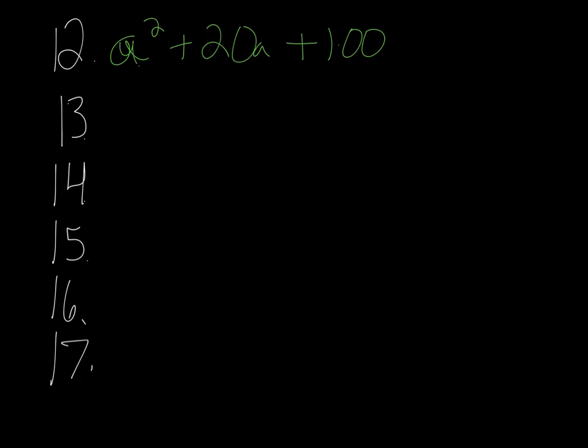Number 12 is a squared plus 20a plus 100. Number 13, I'm not going to write it down, just say it. 13 is b squared minus 12b plus 36. Let's just review those two real quick.